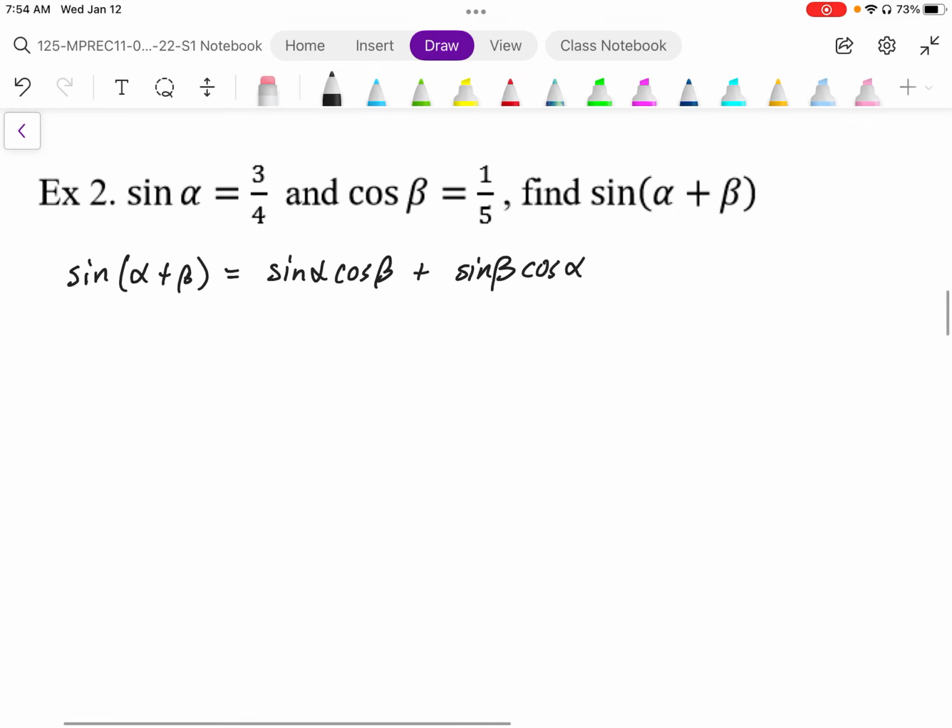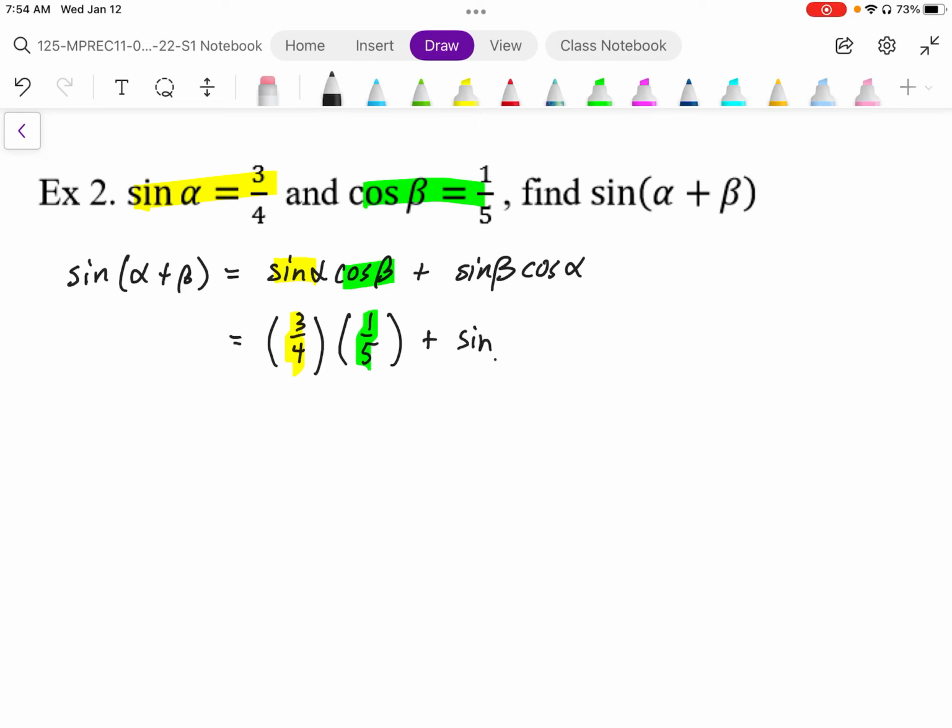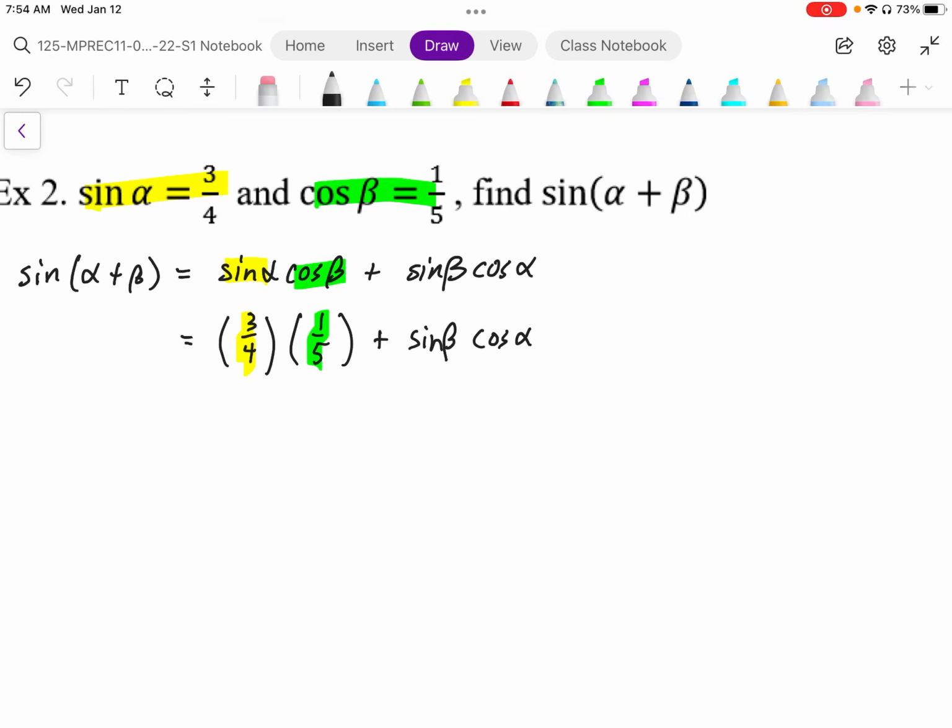Now to apply this on the right-hand side, I have to get sine alpha cos beta. Well, I have sine alpha and cos beta given to me already, so I'm just going to fill that in. So 3 over 4, that's my sine alpha. That was given to me at the beginning. And I also have cos beta given to me, which is 1 over 5. There's my cos beta. But what I don't have is sine beta and cos alpha.